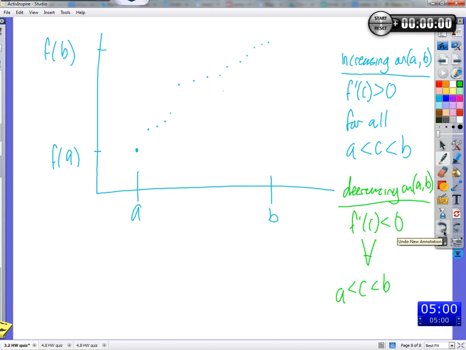Okay, so f prime of c is less than zero for all c between a and b. Really, we should do set notation from a to b. This is more common, though. This is what a calculus book will use. So for all c values that are between a and b, the slope will be less than zero. Agreed? Make sense? If it's increasing, it has a positive slope; decreasing, a negative slope.